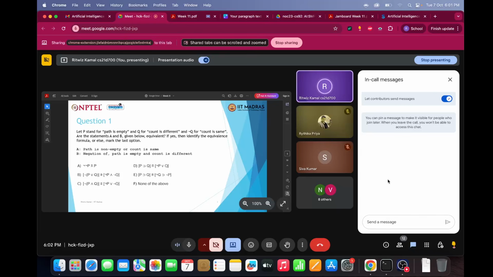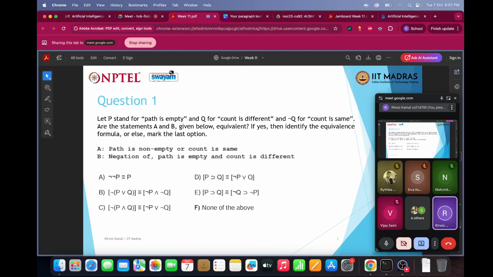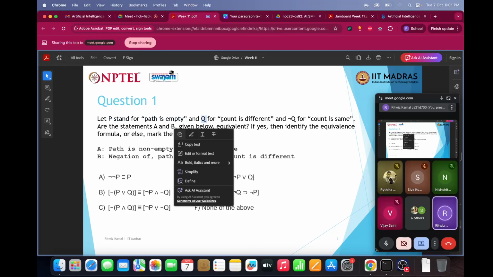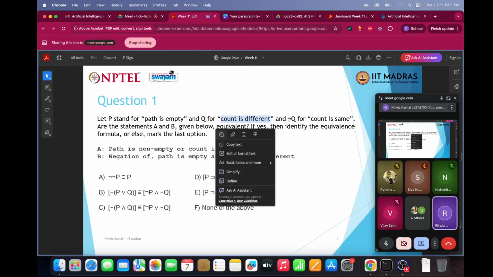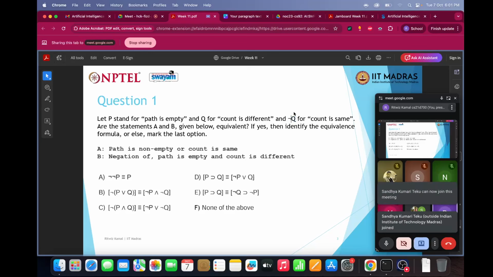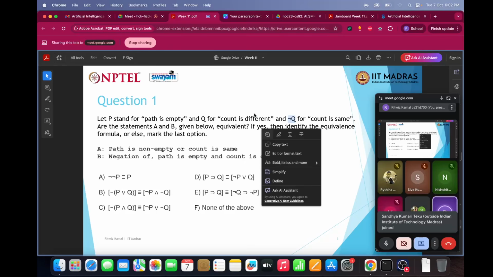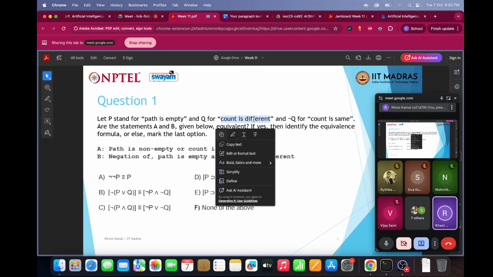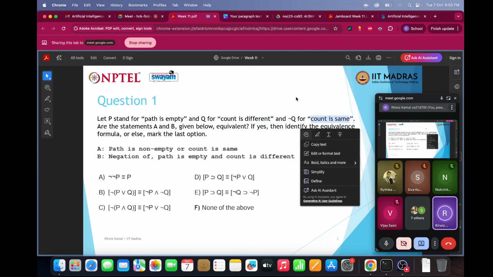Coming to the question, here we are given two statements. Path is empty, this is the first statement, and count is different, this is the second statement. We are told that P stands for the statement path is empty, and Q stands for the statement count is different, and not Q. This small symbol in front of Q is called negation. Negation of Q stands for the opposite of what the statement stands for. So the opposite of count is different would be count is same. That's what not Q stands for.